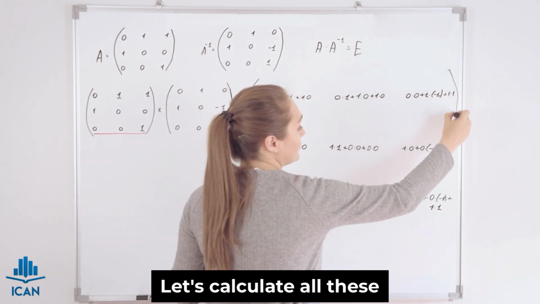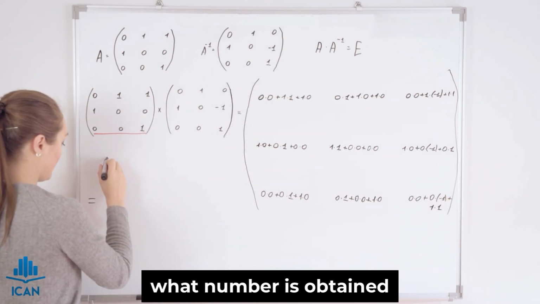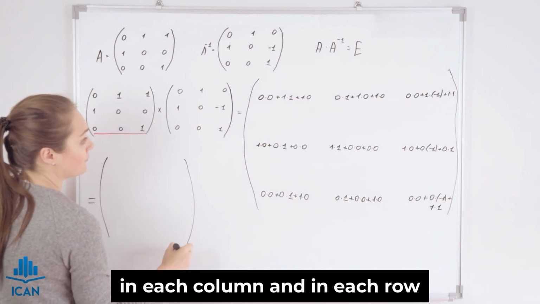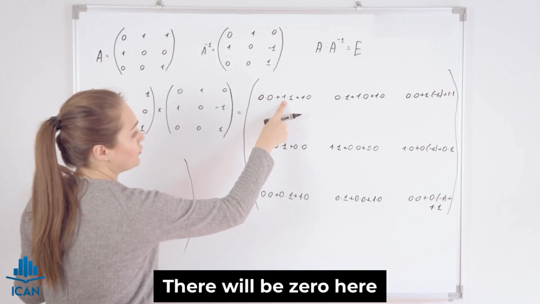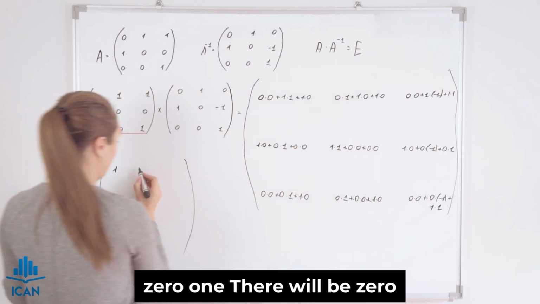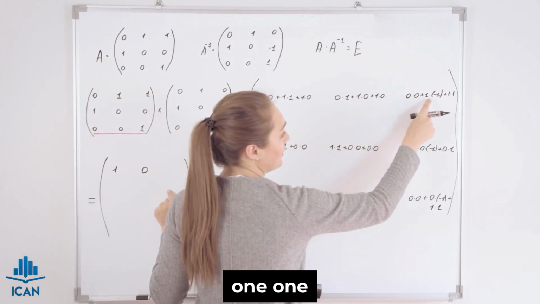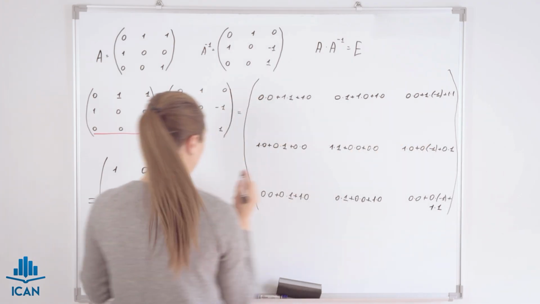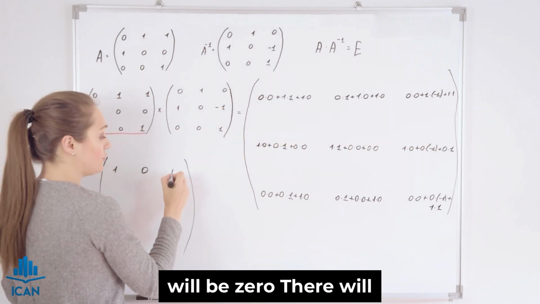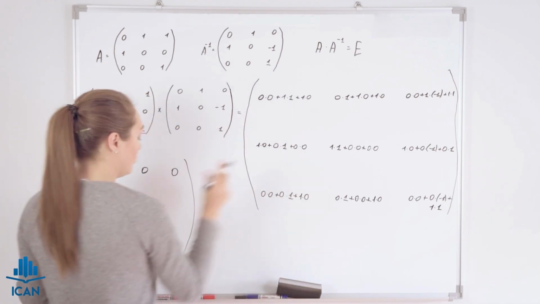Let's calculate all these calculations. As a result, what number is obtained in each column and in each row. There will be 0 here. There will be 1. There will be 0, 1. There will be 0, 0, 0, 0. First row, third column, 0 minus 1, 1. It turns out that 1 minus 1 will be 0. There will be 0, 0, 0.